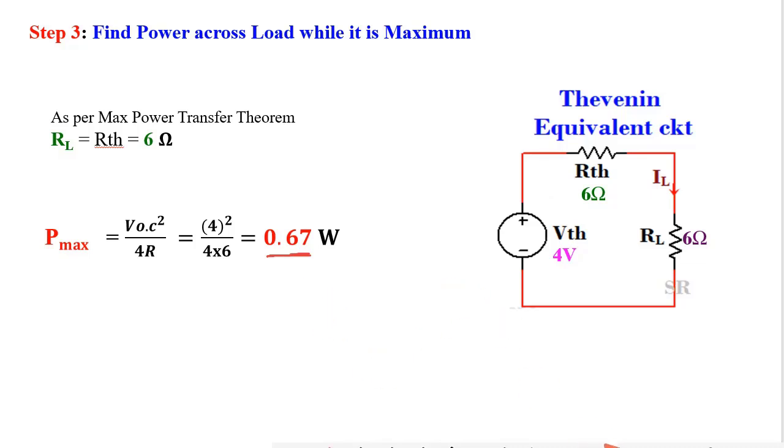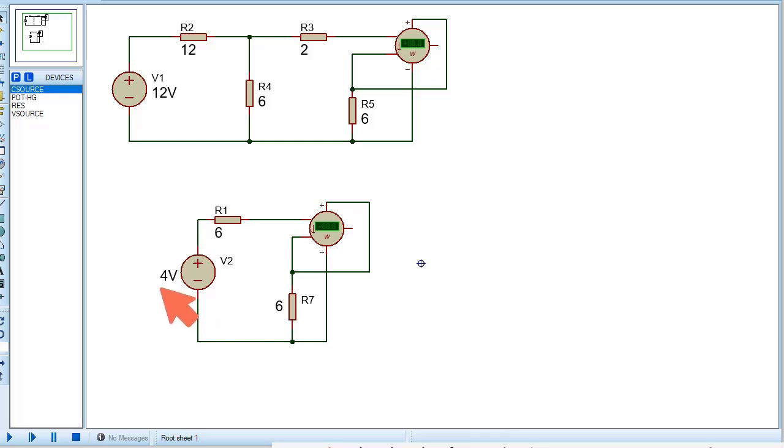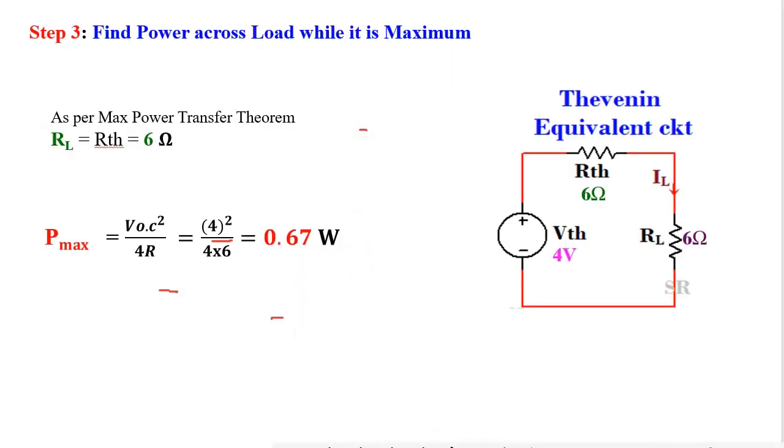Now checking whether my calculation is perfect or not. This is the equivalent circuit. 4 volt is the Thevenin voltage, 6 ohm is the Thevenin resistance, and the load resistance is the same as the Thevenin resistance, which is 6 ohm, and in the main circuit the load resistance I have used is 6 ohm. Now the power at the load in the main circuit and the power at the load in the equivalent circuit, if these two are the same, then we can ascertain that my calculation is perfect, and the power at this wattmeter should be 0.67 watt.